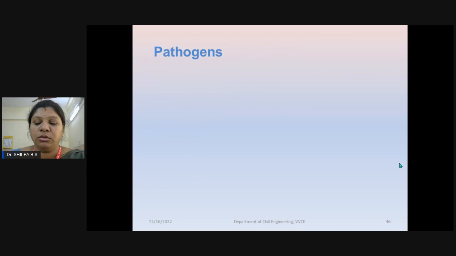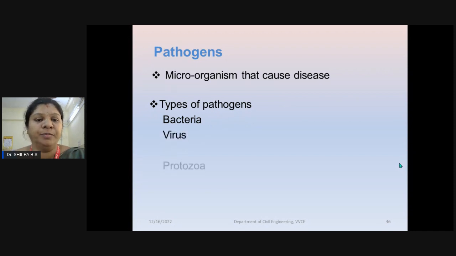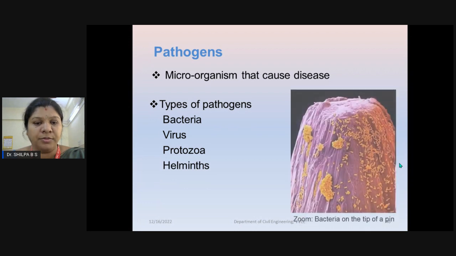Based on the effect these biological organisms cause, we call most of them pathogens. Pathogens are microorganisms that cause diseases. There are various types of pathogens which are of great concern to us: one is bacteria, then viruses, protozoa, and helminths.